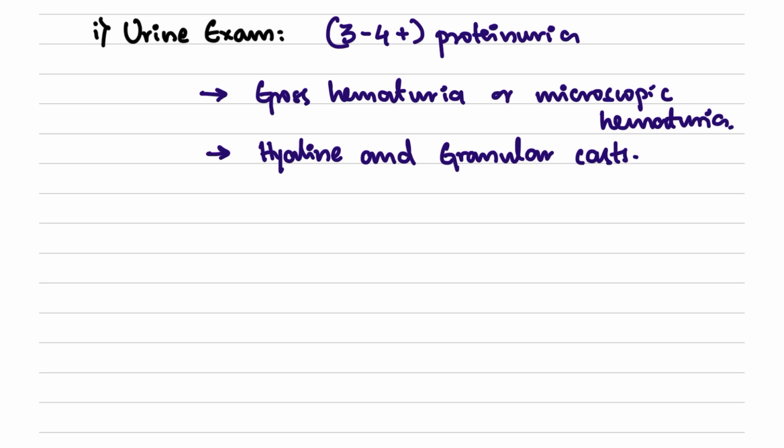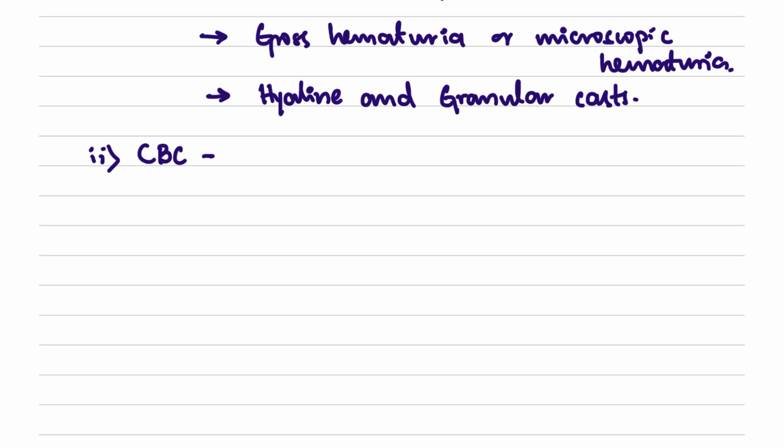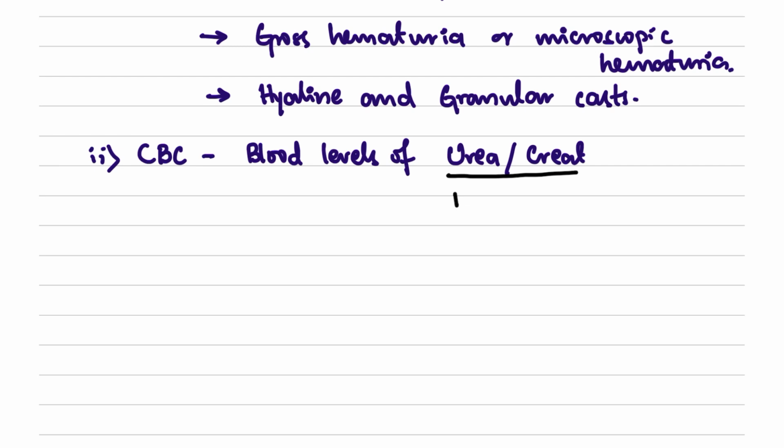The next examination that we can do is CBC. When we do CBC, we can also look for LFT and RFT. In this, we look for the blood levels of urea and creatinine. These levels are usually normal in early cases, and they may be deranged if the patient has significant lesions.